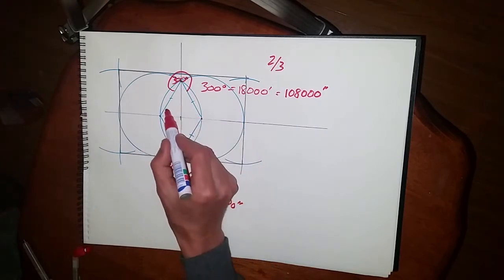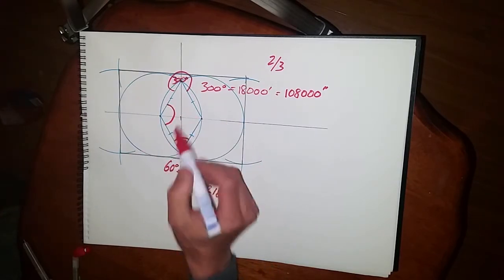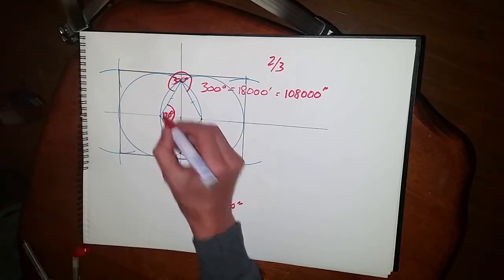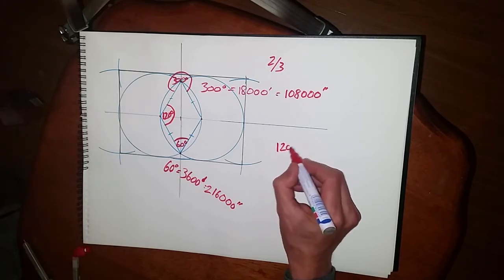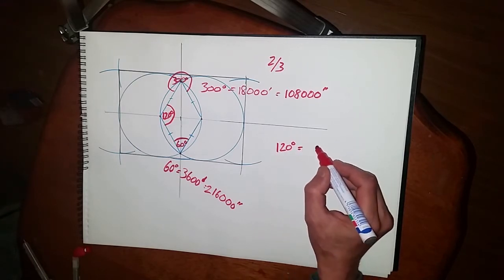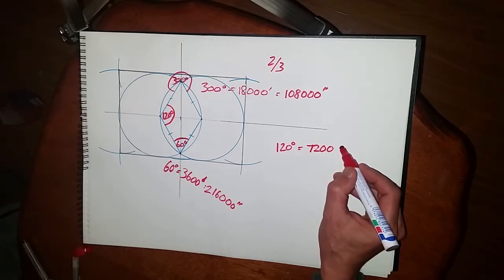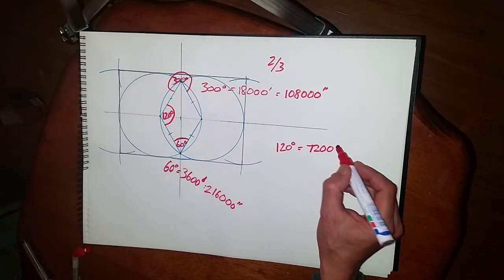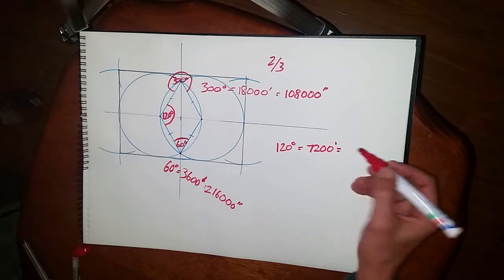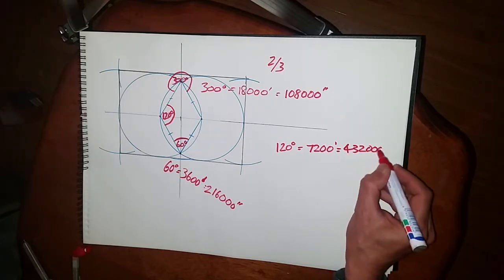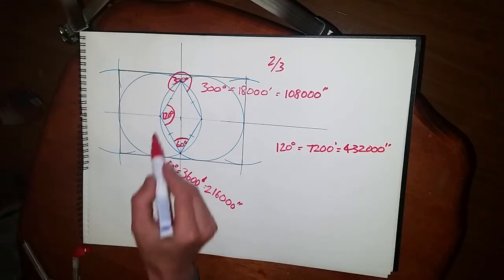But also, we know that this would also create a hexagon angle, and therefore that has to be 120 degrees. 120 degrees is 7,200 minutes, I got that right. No, I think that's okay. And in minutes and then in seconds, that would be 432,000 seconds of the compass.